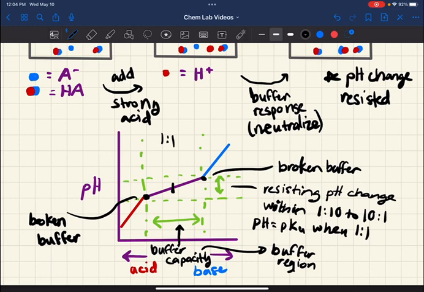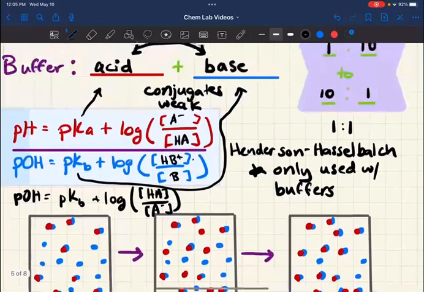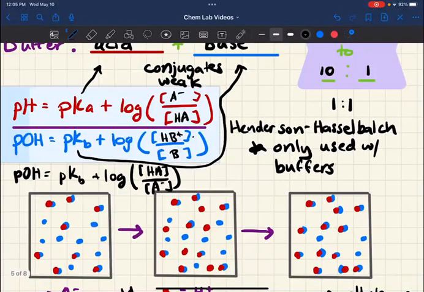At 1 to 1, we could see that from the Henderson-Hasselbalch formula, because essentially this log term would be 1 over 1. Log of 1 is 0, so that whole term would go away, and we would end up with a pH equal to pKa. Sorry, I'm not really illustrating very well. This whole term would go away, and pH would be equal to pKa at that point.